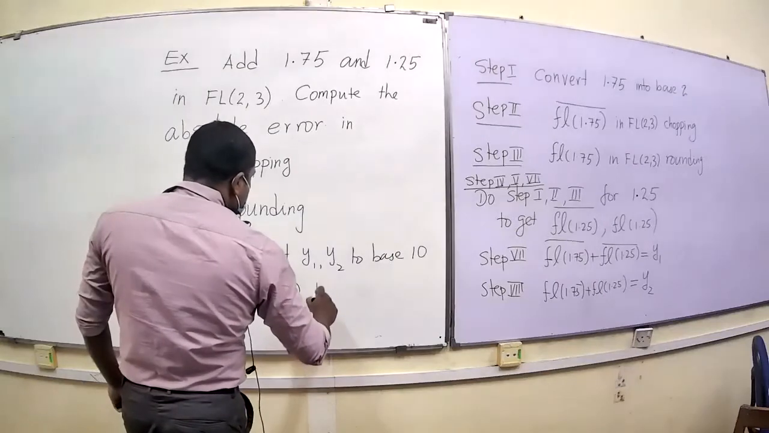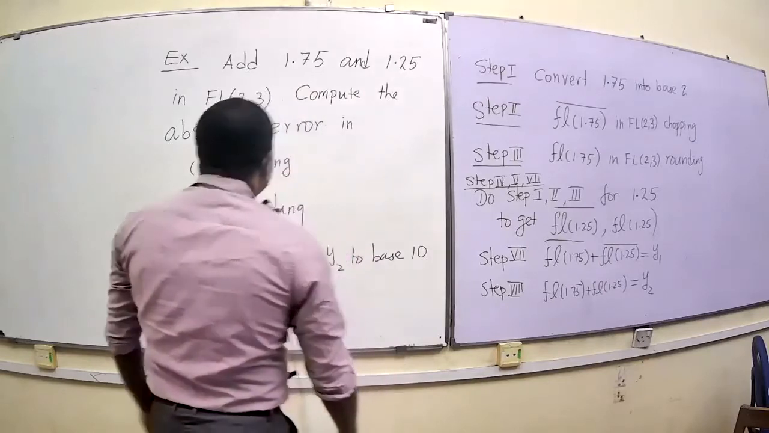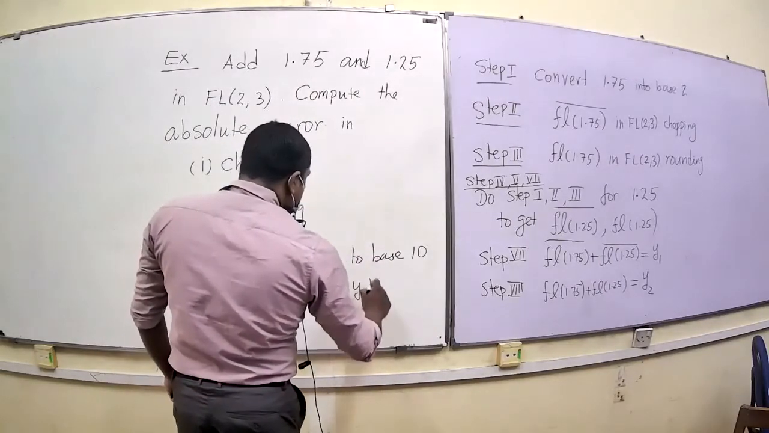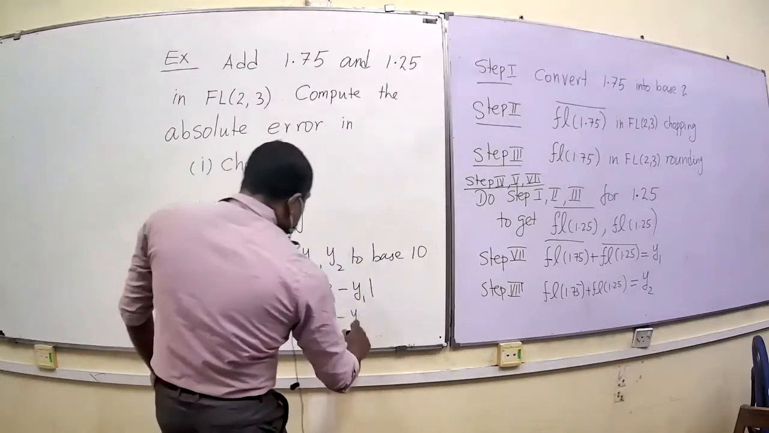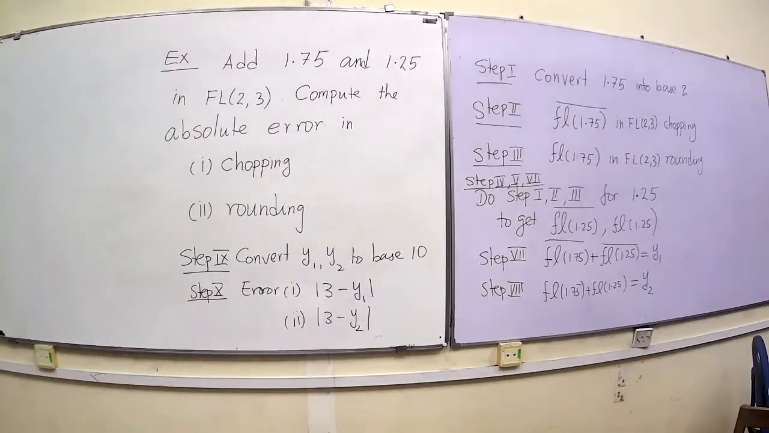Error in 1 is the absolute value. You add these two, so 3, right? 3 minus y1, and error in 2 is 3 minus y2. And so you have to finish all these steps for this problem. First you have to convert the number 1.75 into base 2, right? And then you do that for floating point, you do that for fixed point, and you do that for everything.